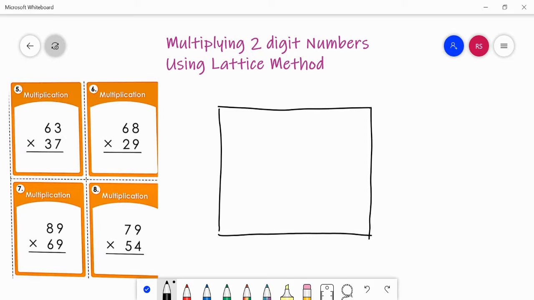Now we're going to cut it into 4s. We're going to cut it right down the middle and then right across, making it look like a window. Now look, my lines are not perfect. I don't expect your lines to be perfect, but just make it look like you have 2 sections on the top, 2 sections on the bottom. And now we are going to draw our diagonal line.